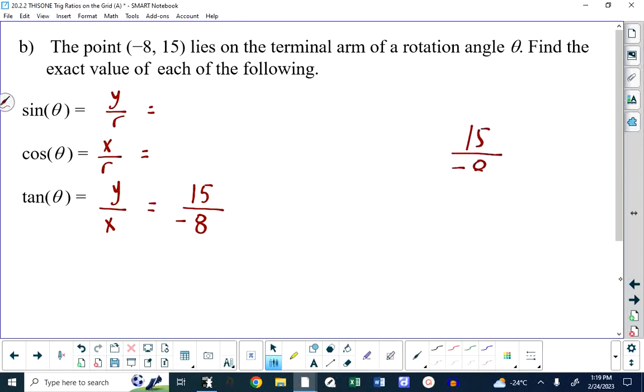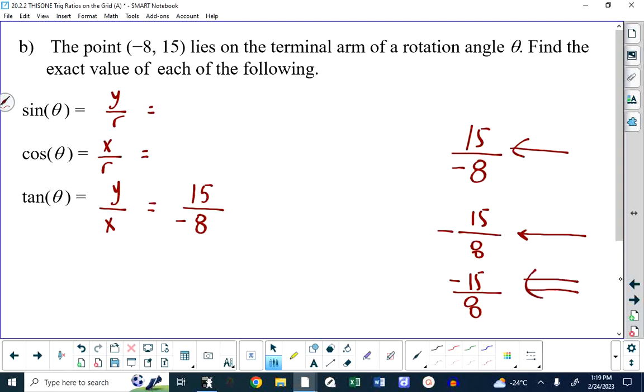15 over negative 8, negative 15 over 8, and negative 15 over 8 are all the same. I despise this. I don't like putting a negative in the bottom. I'm okay with this, but the problem is when you type it out that way, that negative is very close to the line on the fraction, and sometimes you don't see it. Your brain just sees a line there. I much prefer this one. So the tangent is negative 15 over 8.